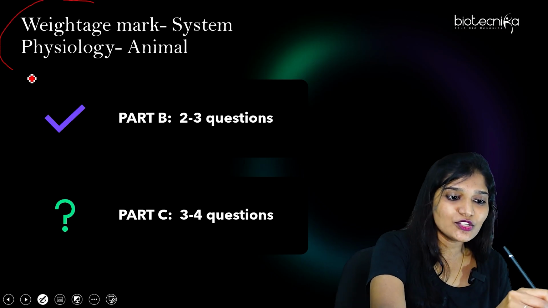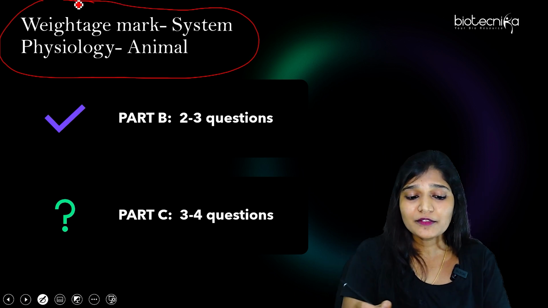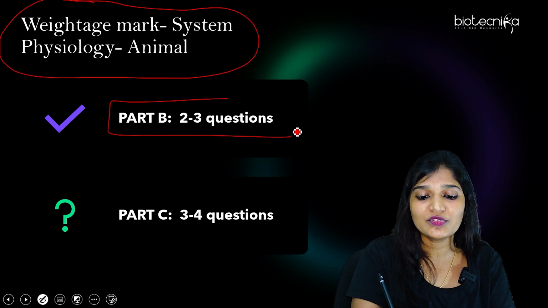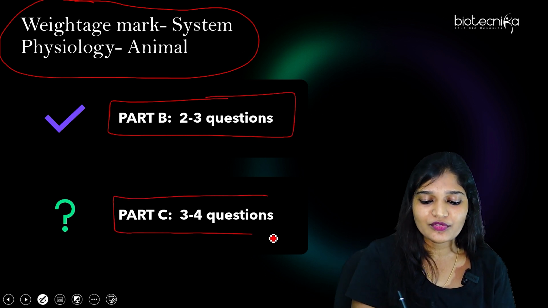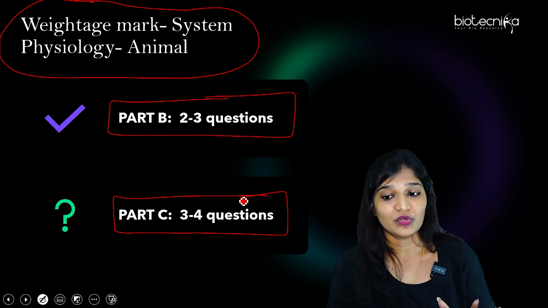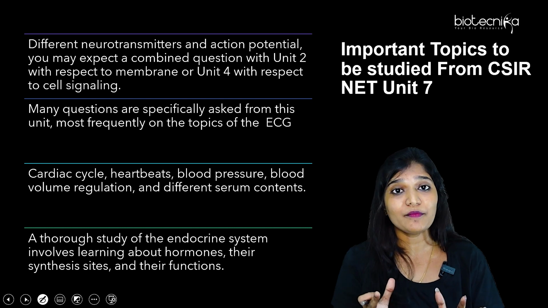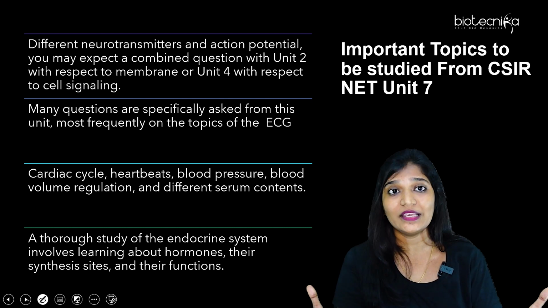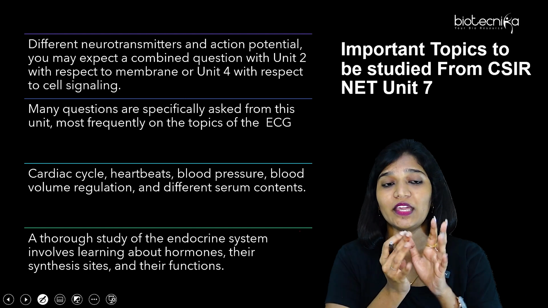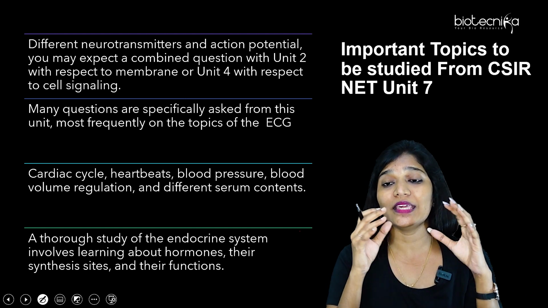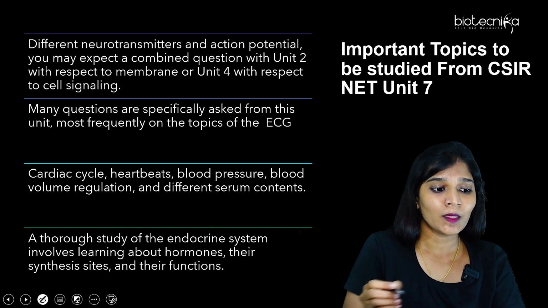Okay, what is the weightage of marks going to be for this chapter? Yes, in part B, usually you will get 2 to 3 questions, so it may be variable, and in part C it can be 3 to 4 questions for this unit. So if you are from zoology or any other background who is well aware of all these things, then you can read it for a while and you can attempt the questions very easily. Okay, and now let's talk about what are the important topics to be studied from this unit, which is unit 7.